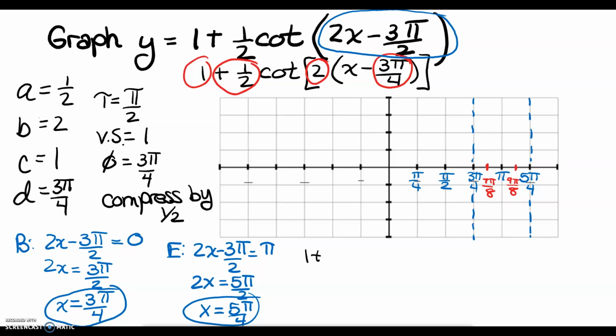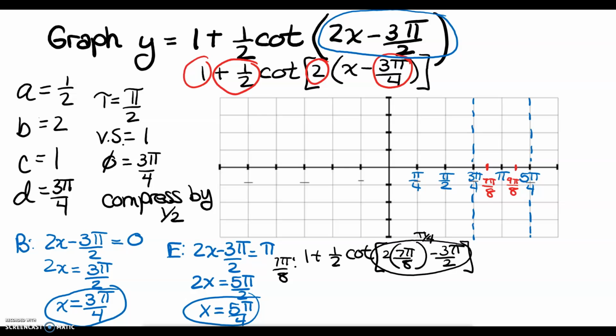I have 1 plus a half, and I'm going to plug in 7 pi over 8 of the cotangent of, and you can plug this in or keep it the way this is, 2 times 7 pi over 8 minus 3 pi over 2. All right, so I have 7 pi over 4 minus 6 pi over 4, which is pi over 4. So this is just going to evaluate out to pi over 4. Cotangent at pi over 4 is 1. So I end up with 1 plus 1 half, which is 3 halves. So when I graph that point, I get 3 halves.